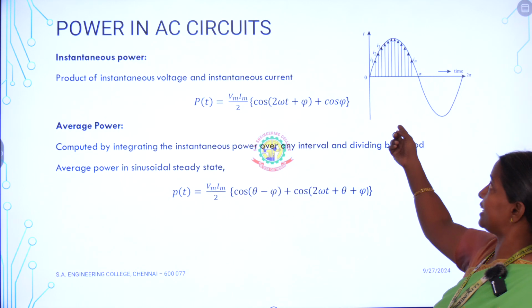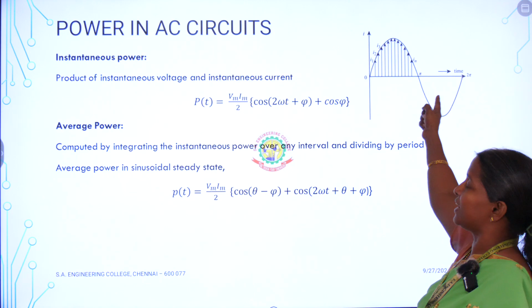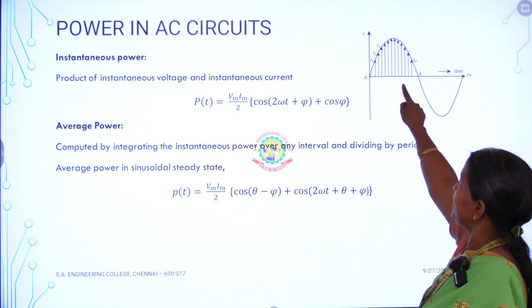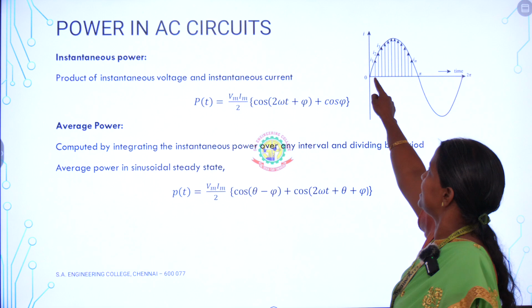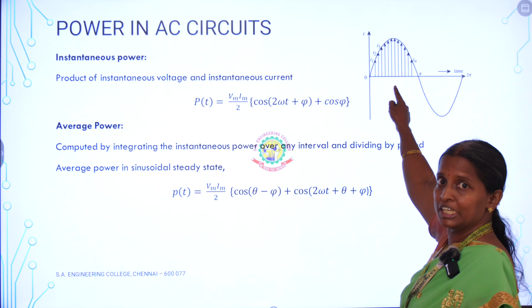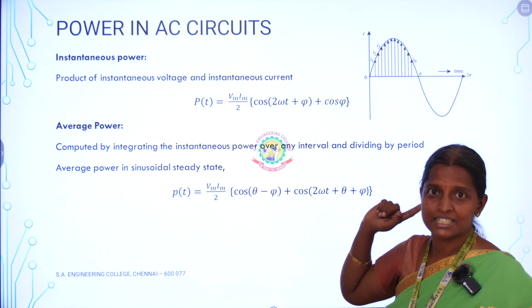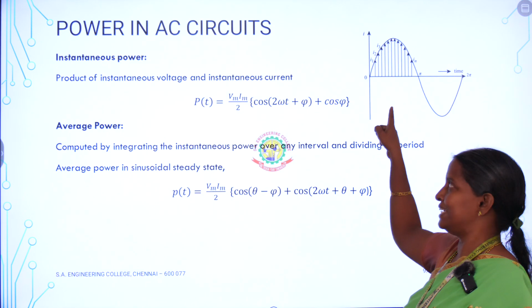If you see this current waveform, along the x-axis we are taking the time, and along the y-axis we are taking the current. At each and every instant of time, we denote the current value. At the instant t1, current is I1. At the instant t2, current is I2. Like that, its value varies at various instants. That is why it is called the instantaneous value of the current.